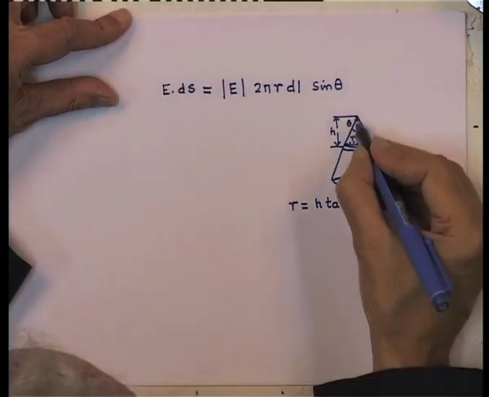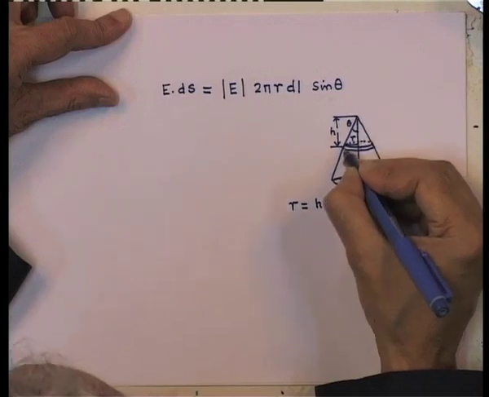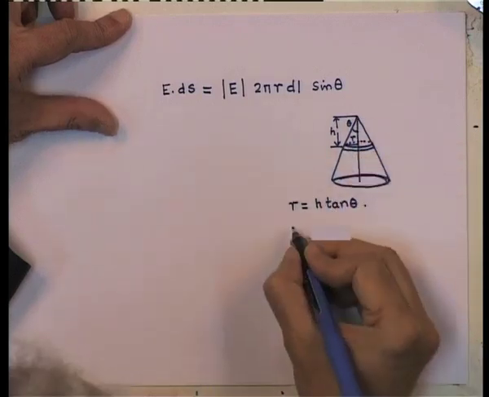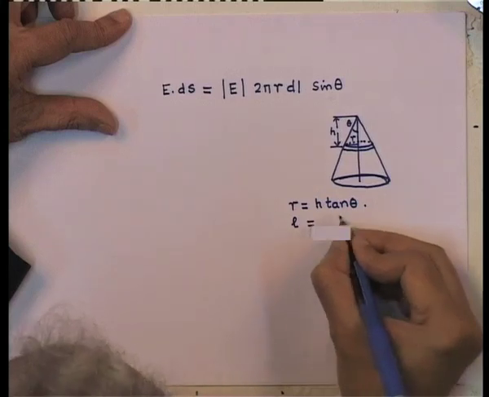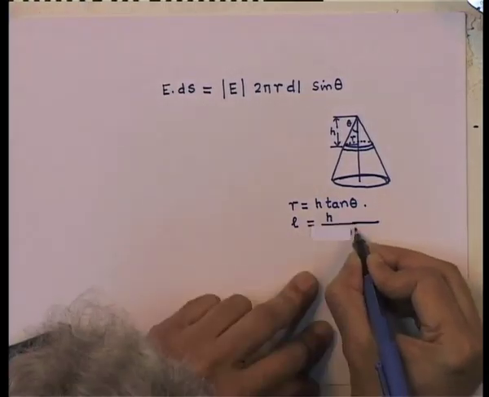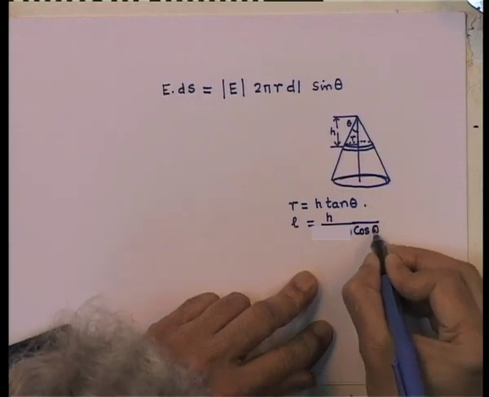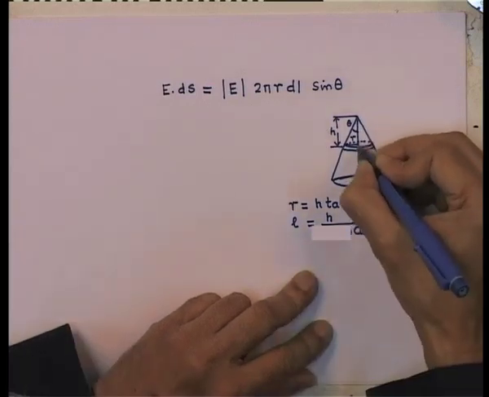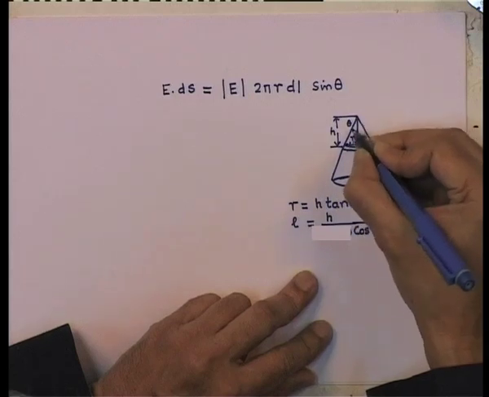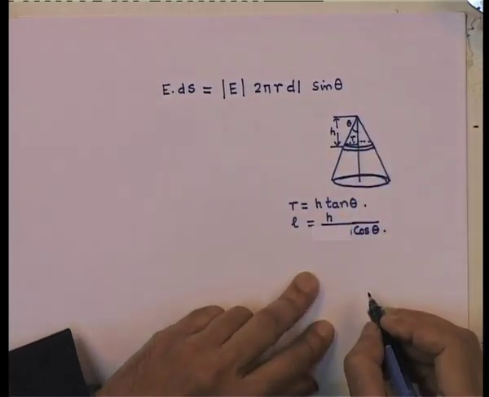and l, which is this length, is equal to h by cos theta, because this is h. So, l cos theta is h. So, it is h by cos theta.